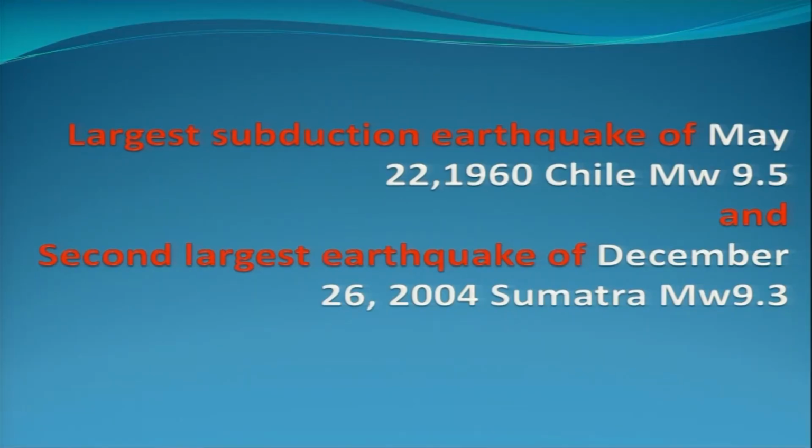zone. So the largest subduction zone earthquake was on May 22nd, 1960, Chile, magnitude 9.5, and another one is, what we say, the 2004, 26 December, Sumatra 9.3. So this is 9.5 and 9.3. In some literature you will find that the 1964 Alaskan earthquake was listed as the second largest.